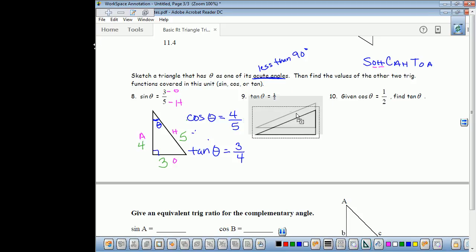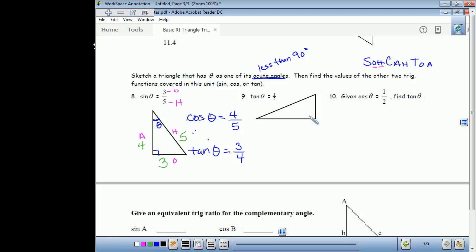Okay, the next one says tangent of theta. So I'm going to draw my right triangle here. And I know tangent is opposite over adjacent. So this is my opposite side, that is my adjacent side. I'm going to choose to put theta right here. My opposite side is 1. The adjacent side, which is right here, would be 2. Pythagorean theorem will help me find that third side. So 2 squared plus 1 squared equals hypotenuse squared. 4 plus 1 is 5. So the hypotenuse is the square root of 5.